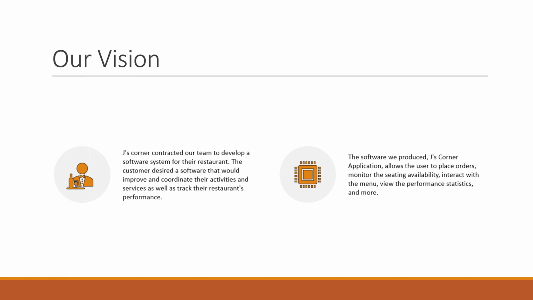The customer desired a software that would improve and coordinate their activities and services as well as track their restaurant's performance. The software we produce, Jay's Corner application, allows the user to place orders, monitor the seating availability, interact with the menu, and view the performance statistics and more. We also have a database system in place to store all the information for the restaurant that these systems rely on.